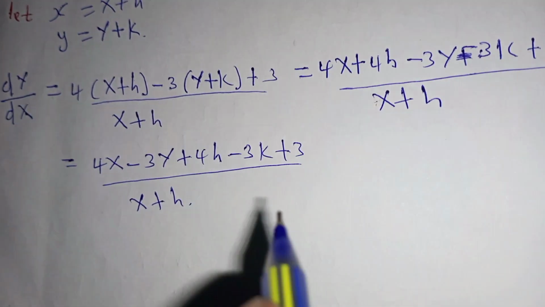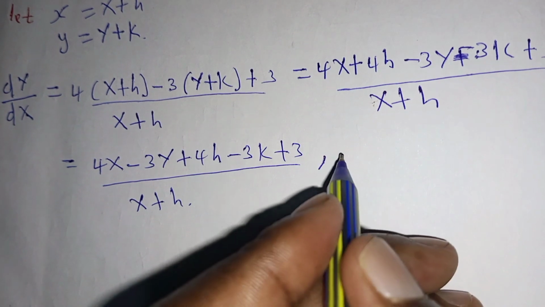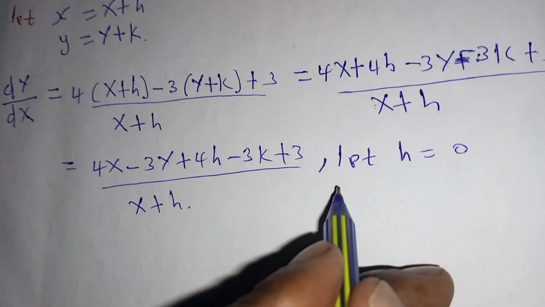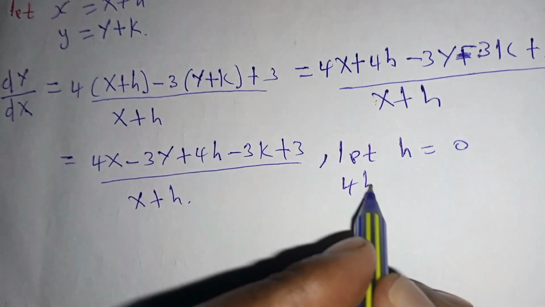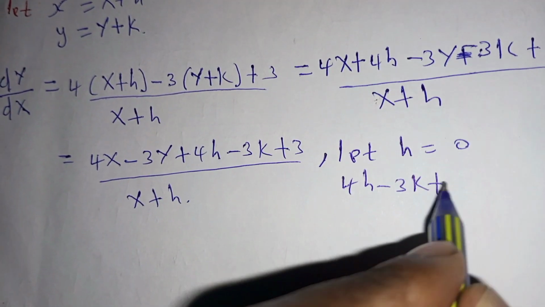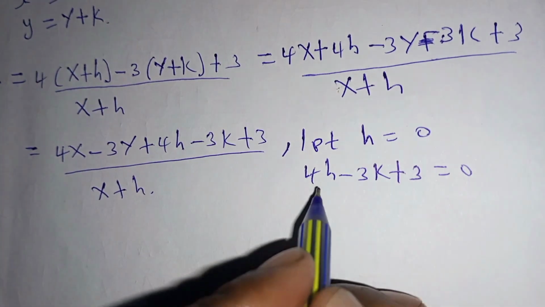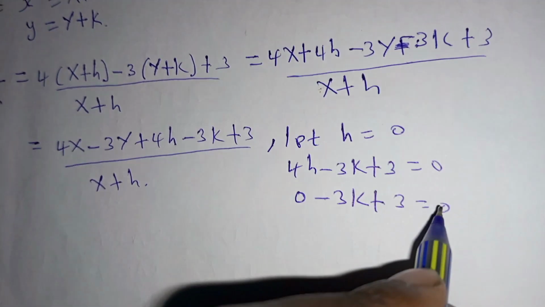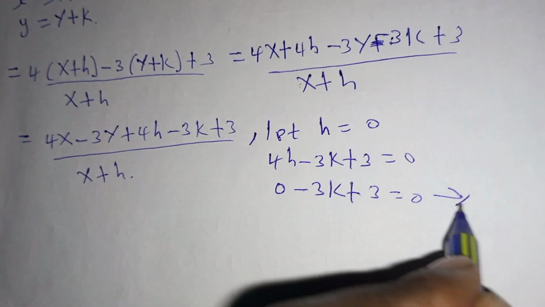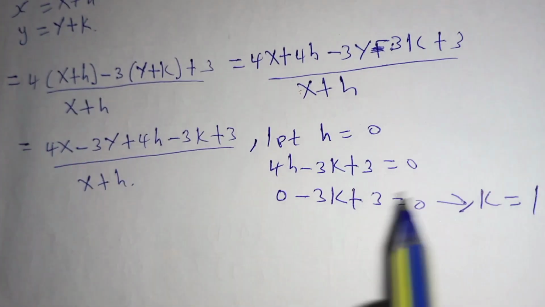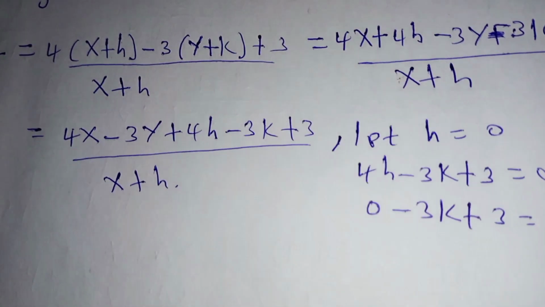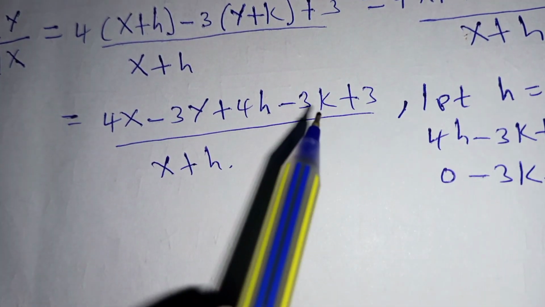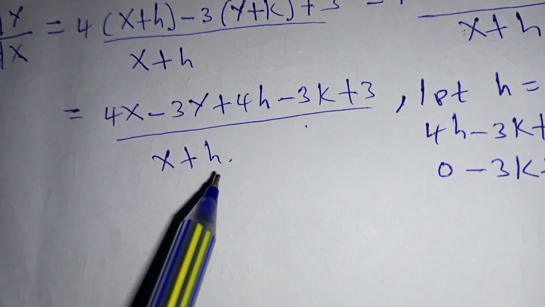Now, in order for this equation to have a solution, the part with constants h and k should be equal to 0. So here we are going to let our h be equal to 0, then 4h minus 3k plus 3 is also equal to 0. So here you have 0 minus 3k plus 3 is equal to 0. From here it follows that our k is equal to 1. So we come here, we substitute the values: our k is 1 and our h is 0.